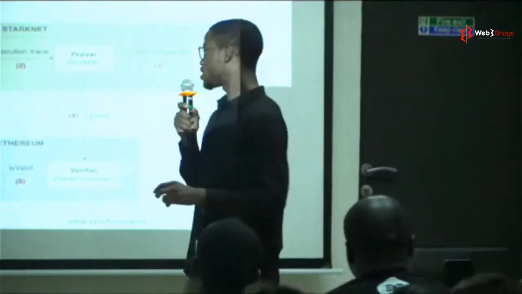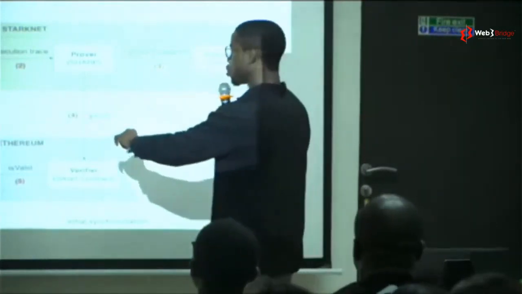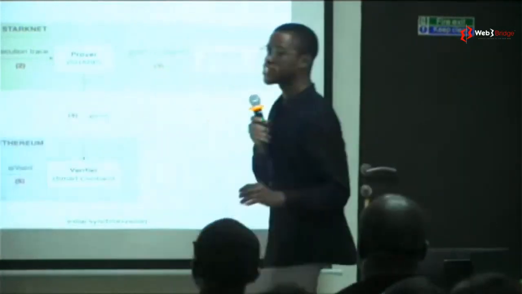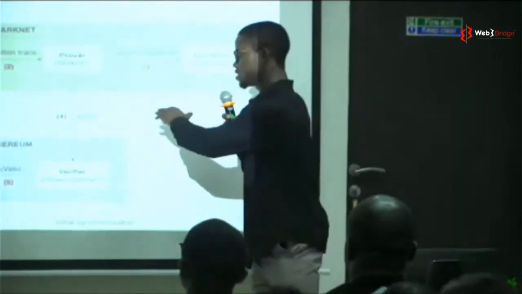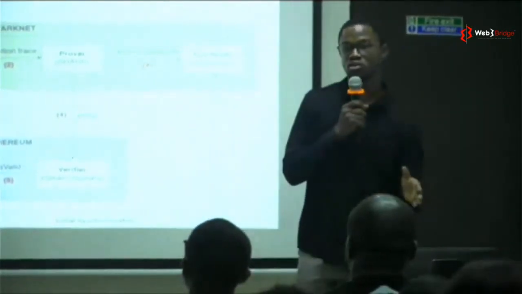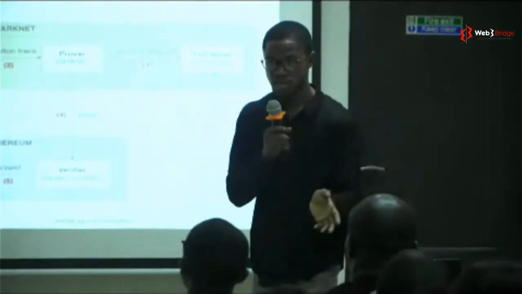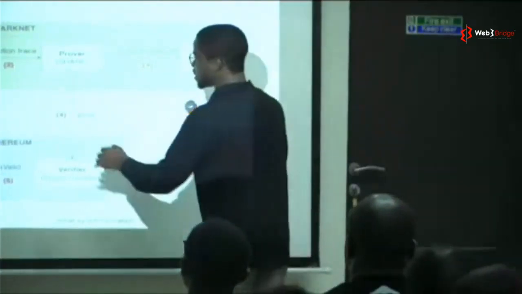What it does is that the sequencer creates something called the execution trace, right? The execution trace is what the prover understands. The prover probably doesn't understand machine language or something like that. The prover understands the execution trace, right?